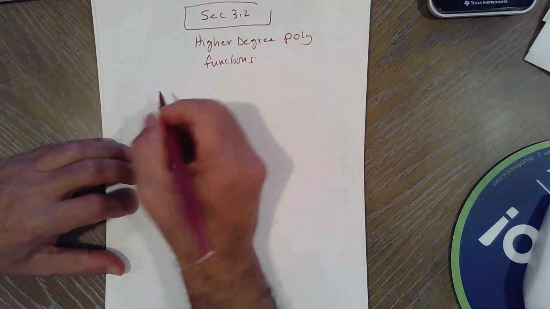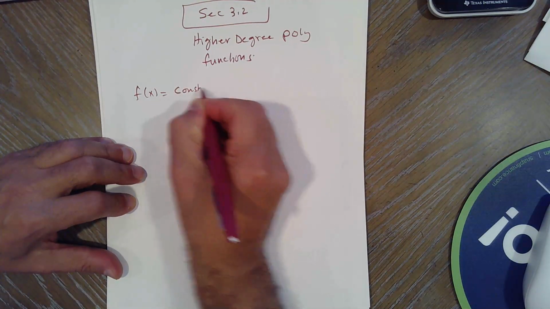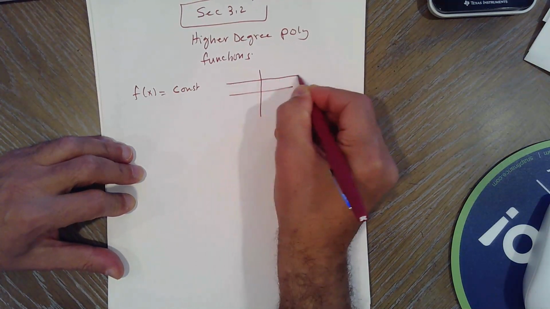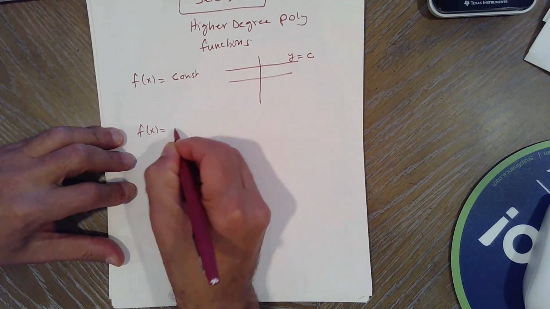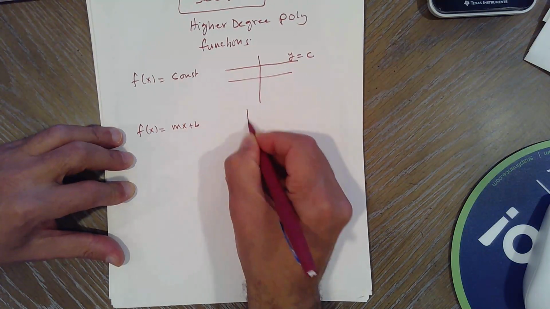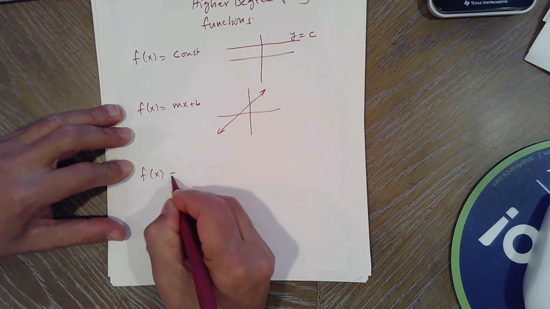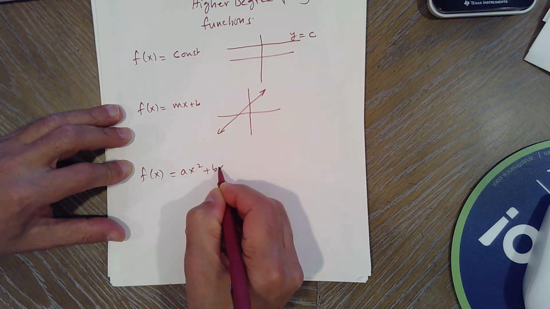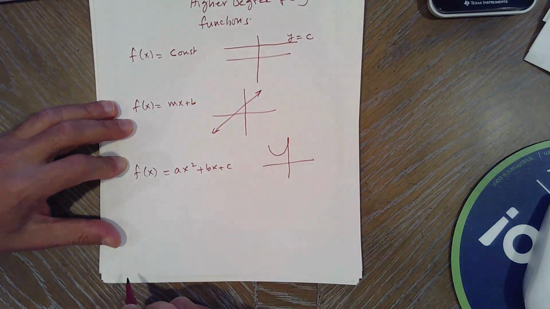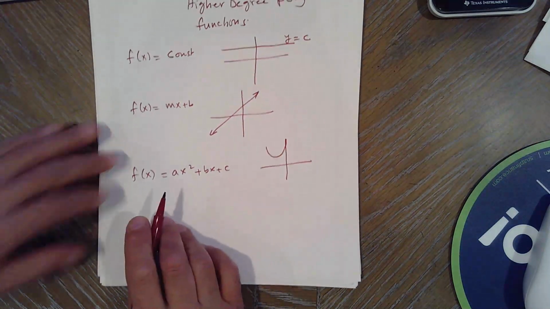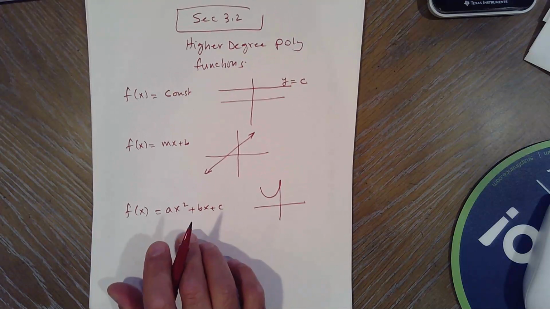Remember we did constants, like f of x equals a constant. Its graph is a horizontal line, y equals c. And then we did linear functions, mx plus b, which is a slanted line. And then we just did quadratic in 3.1. Whether it's in general form or vertex form, it's a parabola. So what happens if the degree is 3 or 4 or 5 or higher? That's what we're going to discuss next.